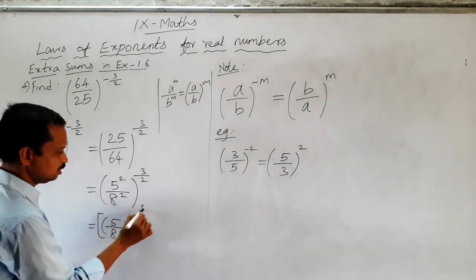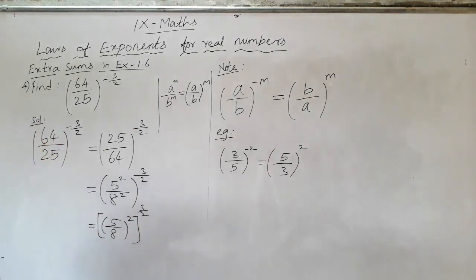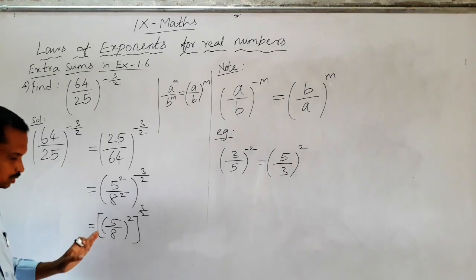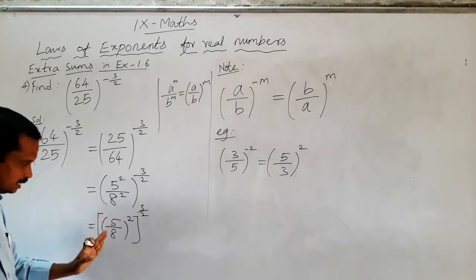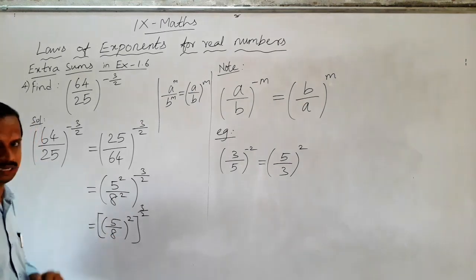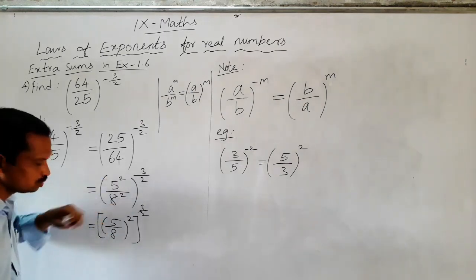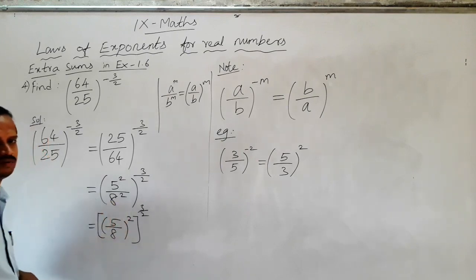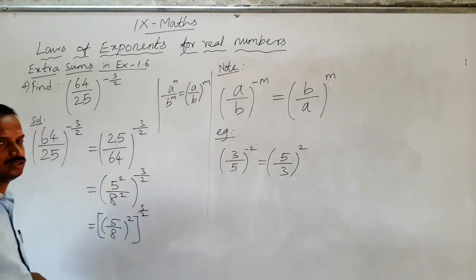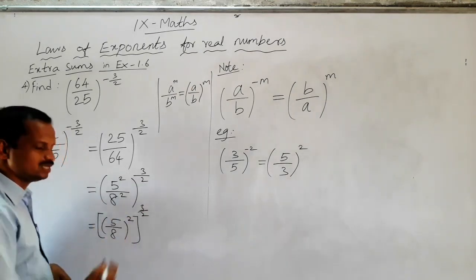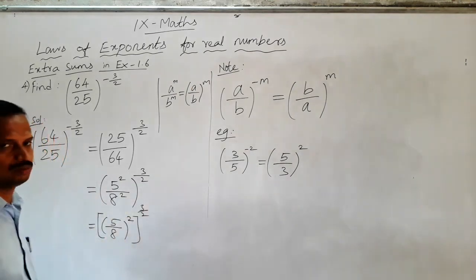Again the exponent 3 by 2 is there, so you have to write carefully. I am writing the base 5 by 8, and then the common exponent is 2, so 5 by 8 whole square. You see, here also 2, here also 2, the exponent. So commonly we can write 5 by 8 whole to the power 2, and again the exponent is there, so over there we have to write 3 by 2. For that I change the bracket, whole to the power 3 by 2.